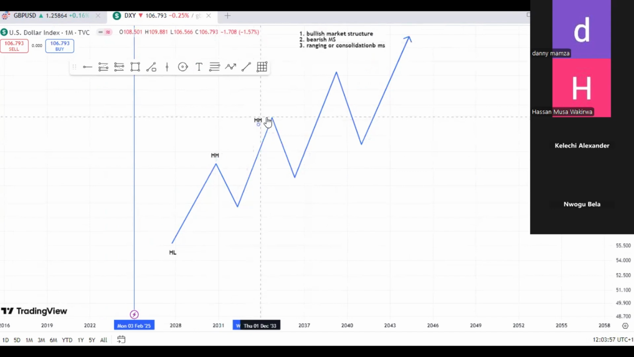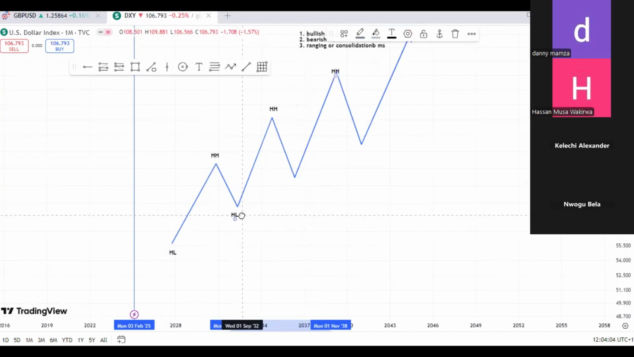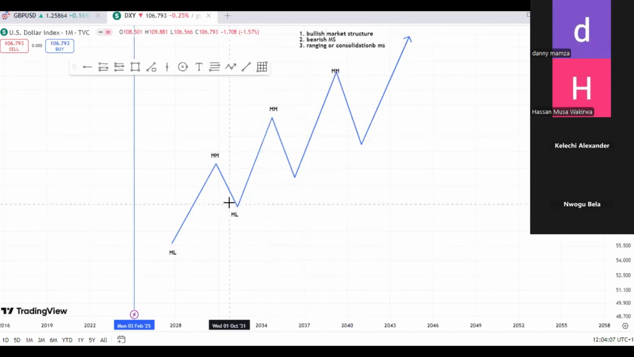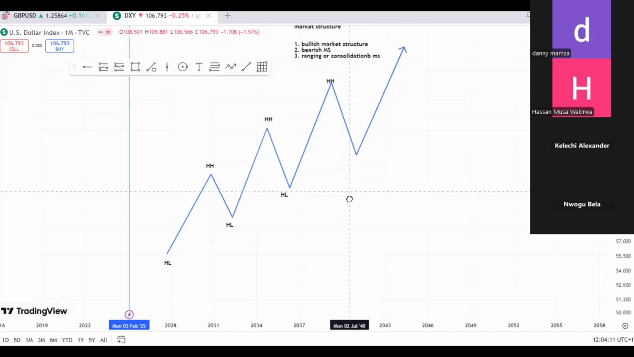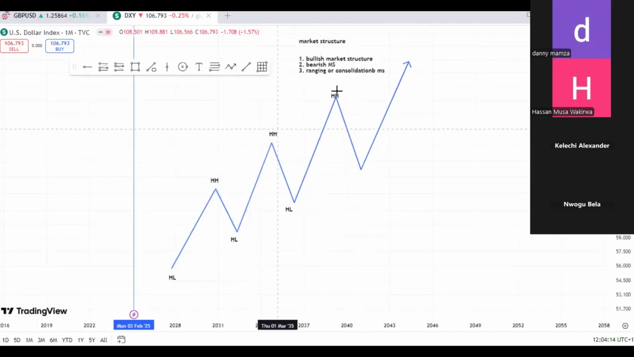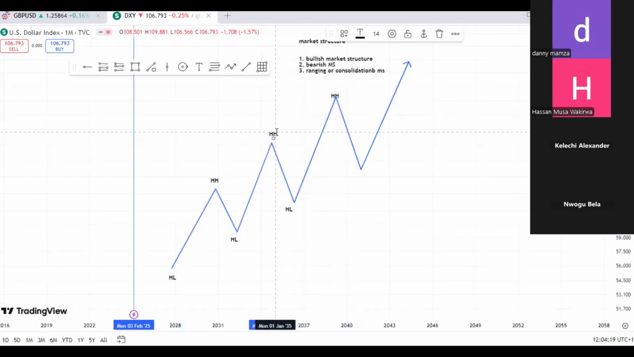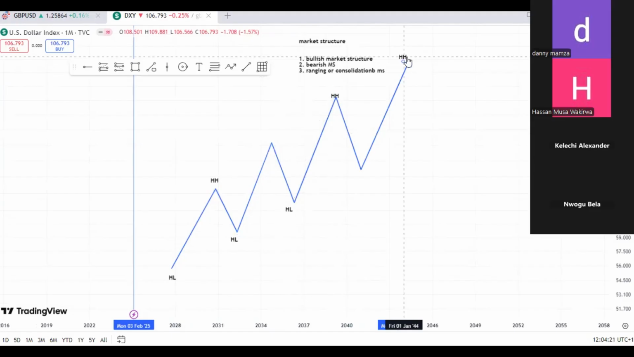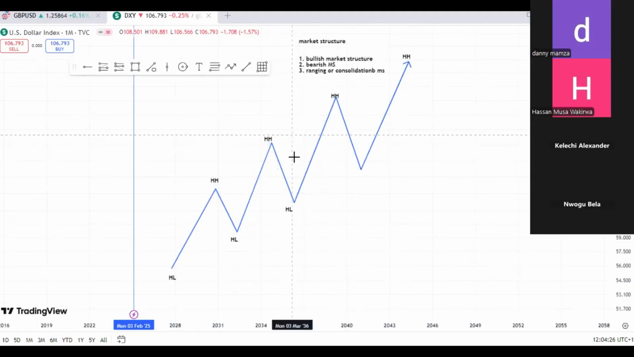So this is a higher high. So this is a higher low. This is our higher low. This is our higher high. Then this is our higher low.